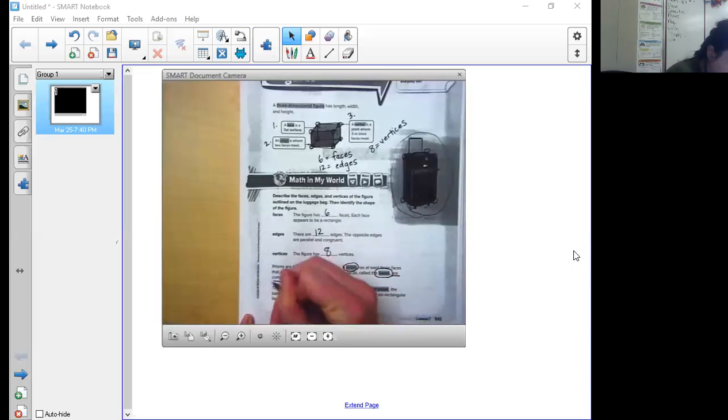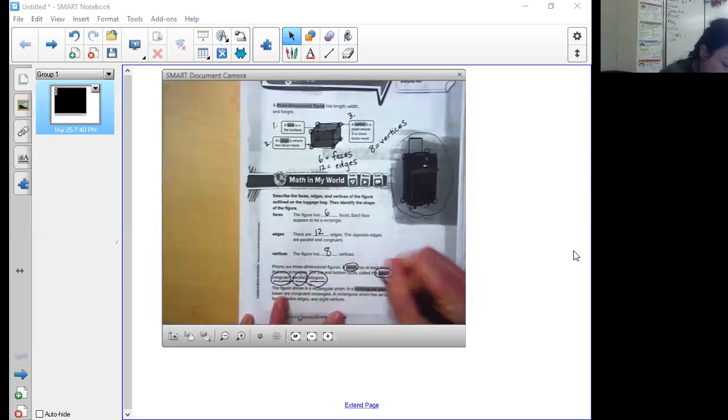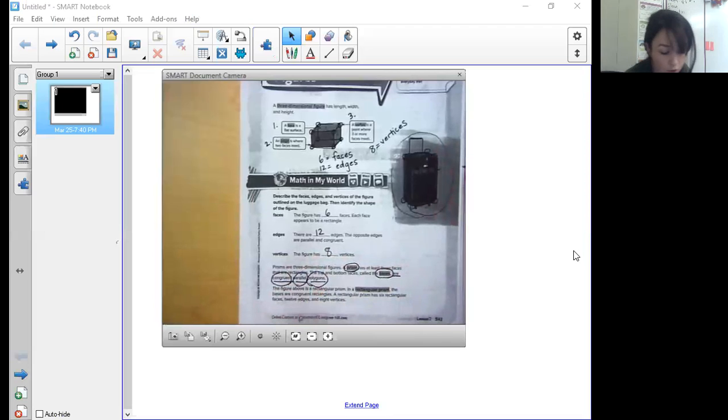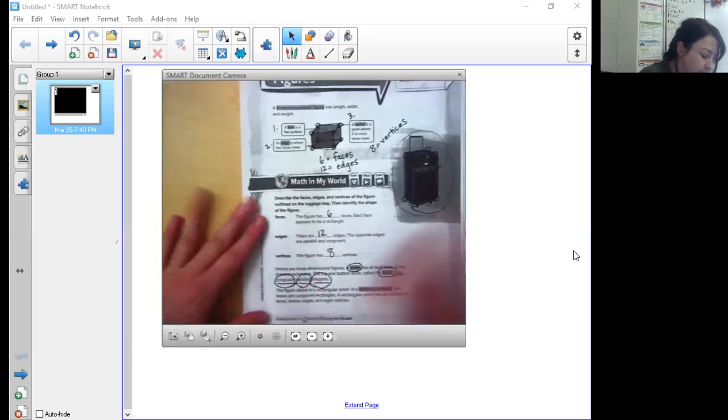These are adjectives that are describing what the base is, right? It's congruent. It means they're the same size, same shape. They are parallel, the same distance. If I was to measure the top, it would be the same distance as the bottom from each other. And it's a polygon, which is a closed shape, right? With no curved lines.